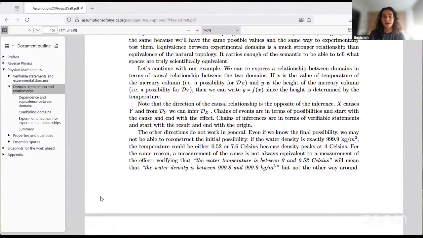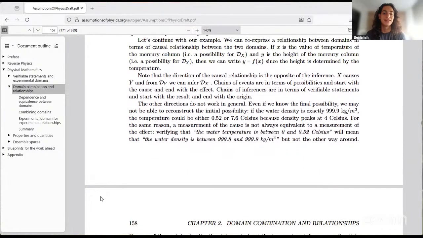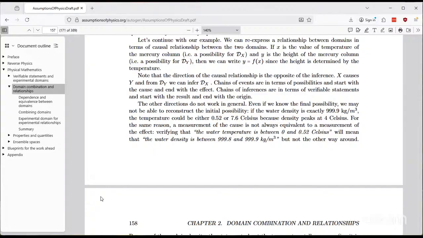X causes Y, and from dy we can infer dx. Chains of events are in terms of possibilities that start with the cause and end with the effect. Chains of inferences are in terms of verifiable statements and start with the result and end with the origin. Right? If X causes Y, if you know Y, you can figure out X. That makes sense, I guess. The other direction does not work in general.